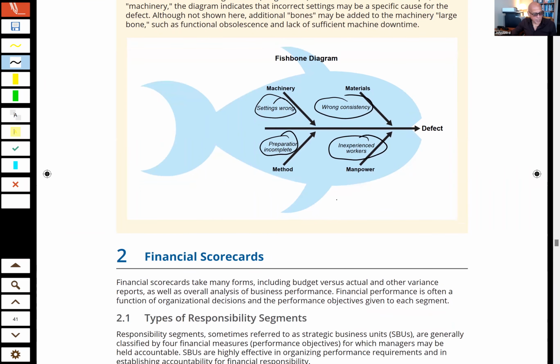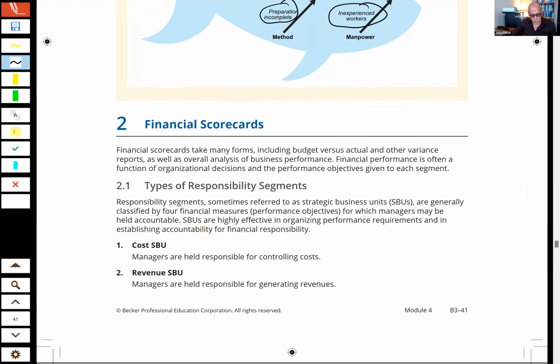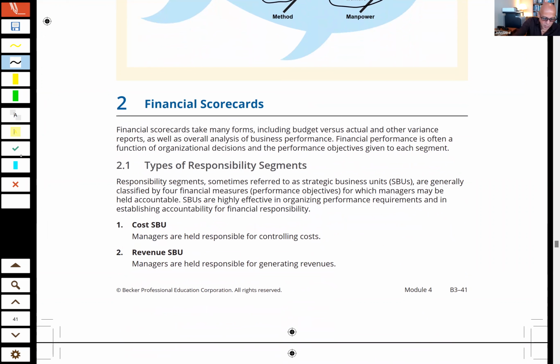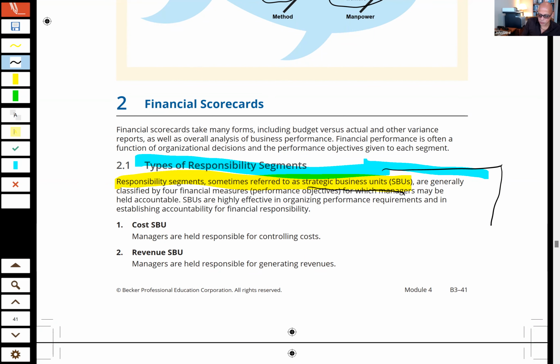Okay, good. Let's look at financial scorecards and responsibility segments. There are different types of responsibility segments. Sometimes I see them called responsibility centers. Here they're calling them strategic business units. So you see different terms, but go ahead and flashcard that responsibility segments and strategic business units are synonymous terms. I'm trying to underline that. Let's go ahead and flashcard these.